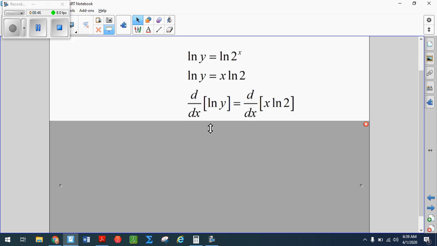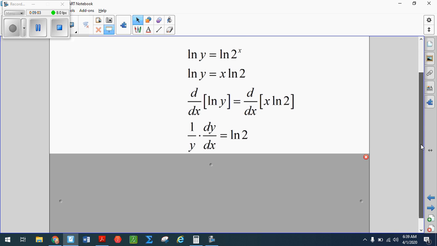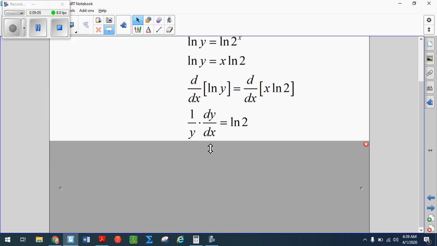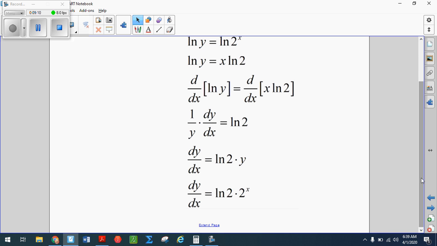On the left-hand side, I have 1 over y times y prime, or dy dx. And on the right-hand side, the derivative of x times natural log 2 is just natural log 2. Natural log 2 is just a number, it's like, whatever number it is. I was going to say 5, but I'm making up a number in my head. So anyway, natural log 2, it's just that constant. I multiply both sides by y, and then I replace the y value. So this wound up, the derivative of 2 to the x is natural log 2 times 2 to the x.